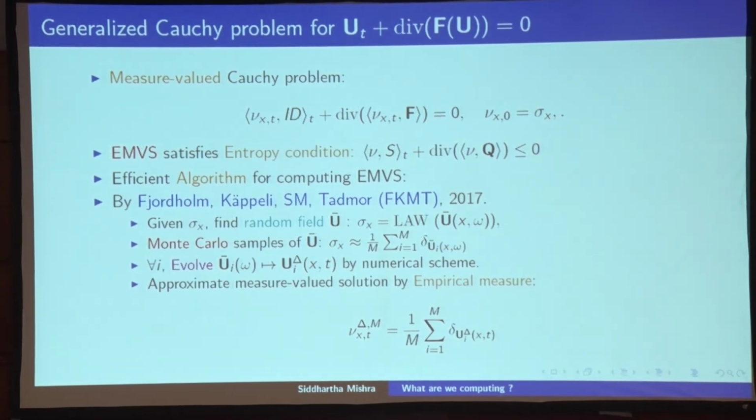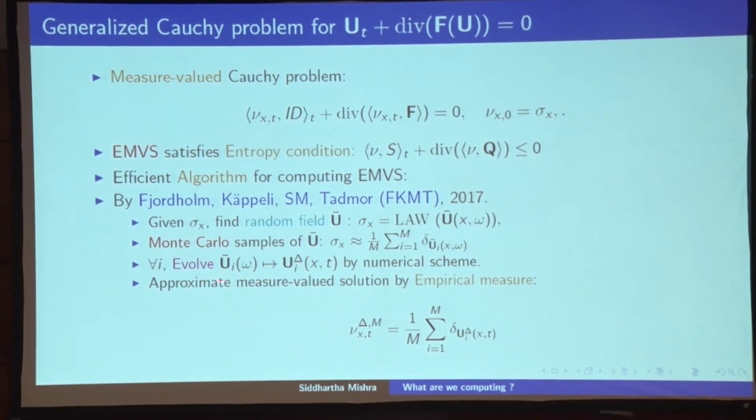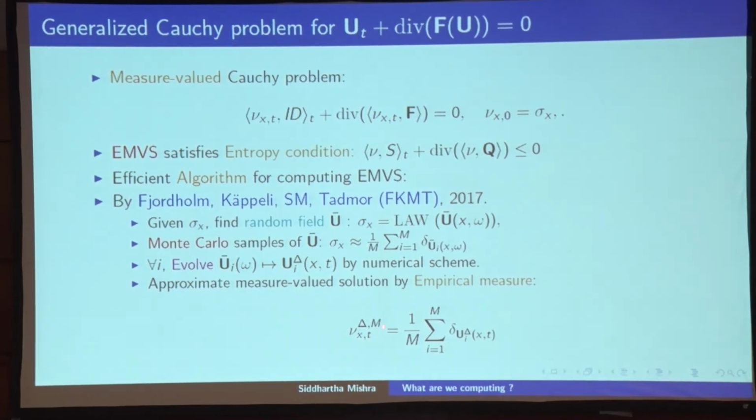So these are different realizations, essentially Monte Carlo samples. Once you fix each sample, you can evolve them, for instance, by a numerical method of your choice. Once they're evolved, you can assemble them together by what is called an empirical measure. So this is nothing but a Monte Carlo approximation of your ensemble. And this object here is a Young measure.